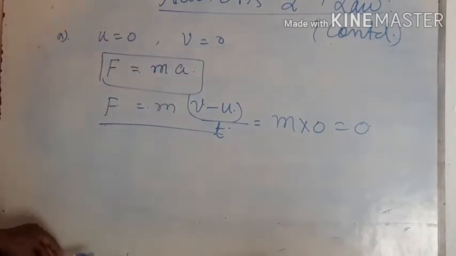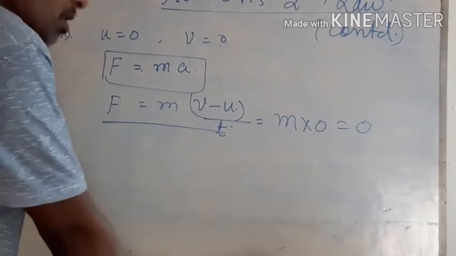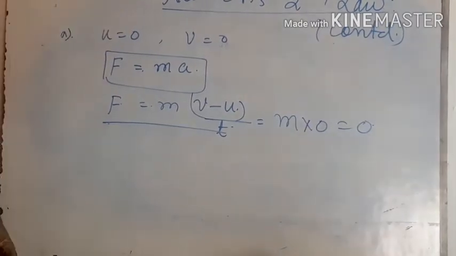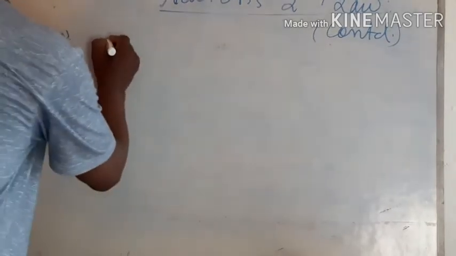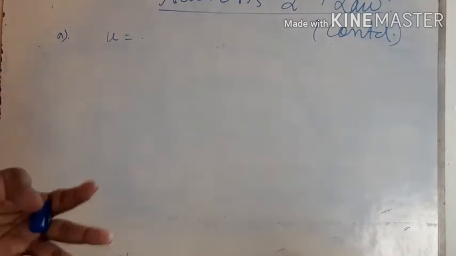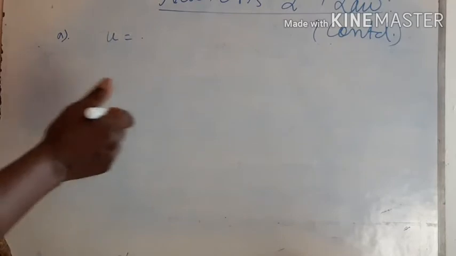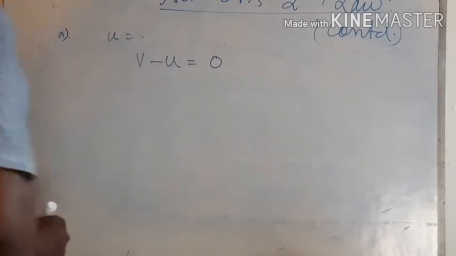So the first is proved, and we can note that a body will have no velocity if the external force applied is 0. Now, the body is having an initial velocity u, but this is constant, meaning it is not changing. Why is it not changing? Because no external force is acting on it. If no external force acts on it, then v minus u will be equal to 0.